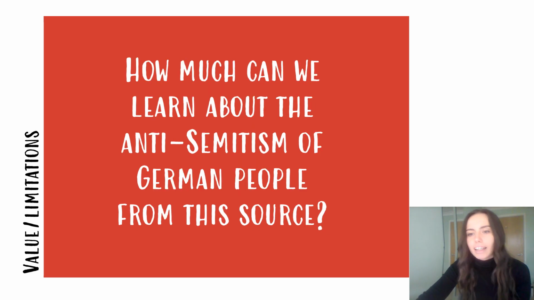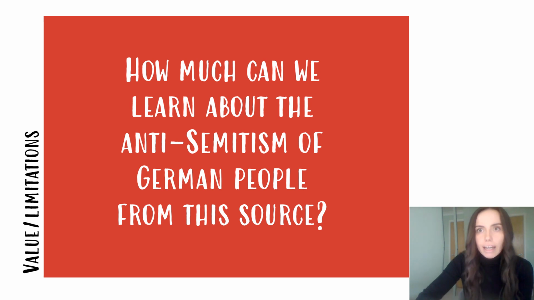On the screen then is a question you can keep asking yourself when you are analysing a primary source for value. And that question is, how much can we learn about the anti-Semitism of German people from this source? It's a question that you, again, can apply to any element of the source you are analysing, whether it be the provenance, the tone, the argument. But in a nutshell, this is what you need to be asking yourself at any given point when analysing a primary source for your coursework.